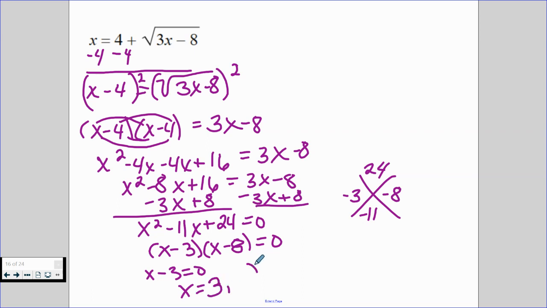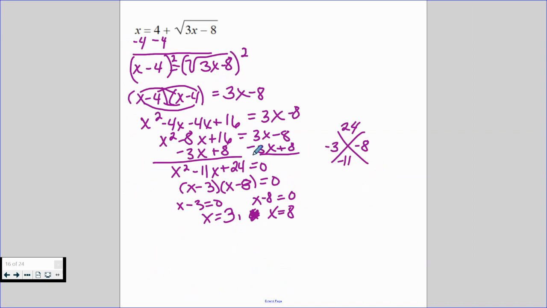Positive 3. And so x will equal 8. And so you can see our two solutions here that we find. And now we do want to check, because there is the possibility that we will have an extraneous solution. So let's do a little side note over here. Let's start with x equals 3.